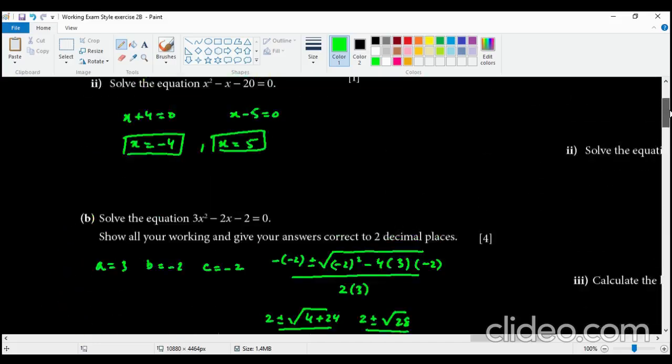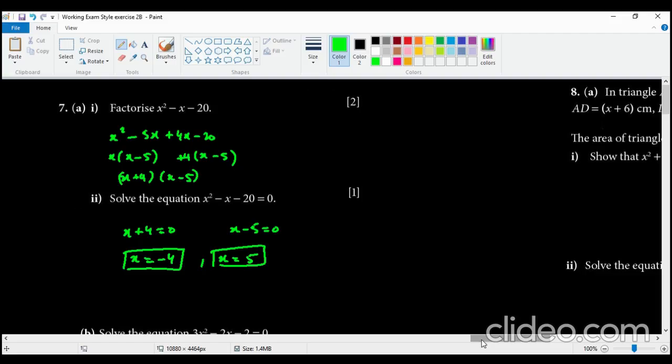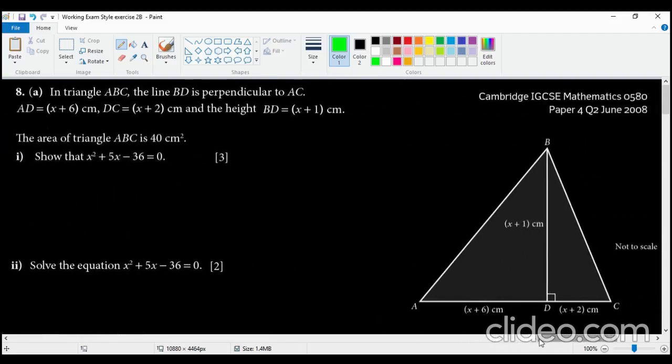Moving on to the next question, which is question number 8. You can see here it involves a triangle and the lengths are given in algebraic expressions. So first of all, we need to prove that the area of the triangle is x square plus 5x minus 36. Let's see how it works. Now we know very well that the area of this triangle is going to be half base into height. So for that we are going to first of all find out the base. Base is how much?